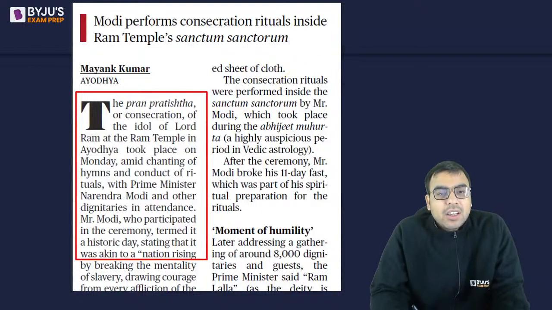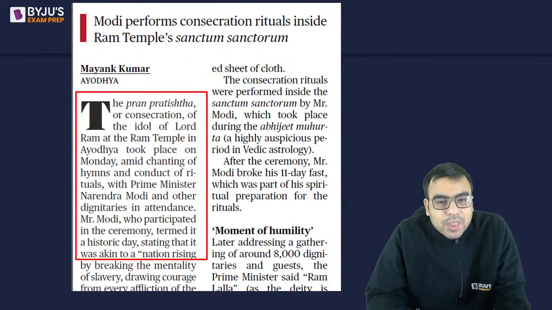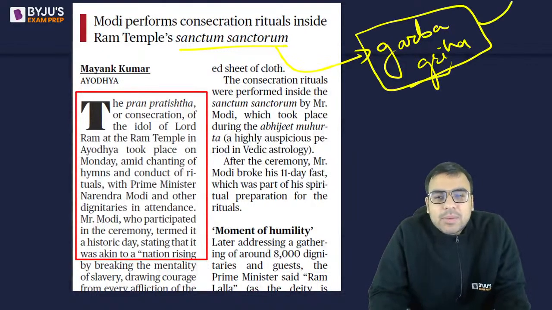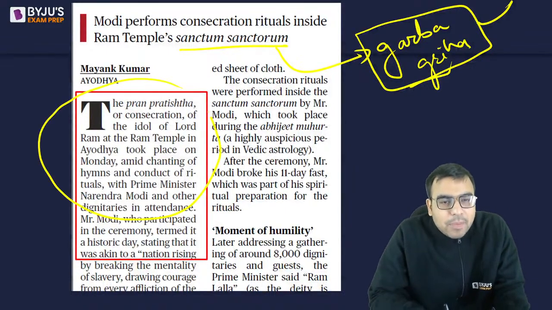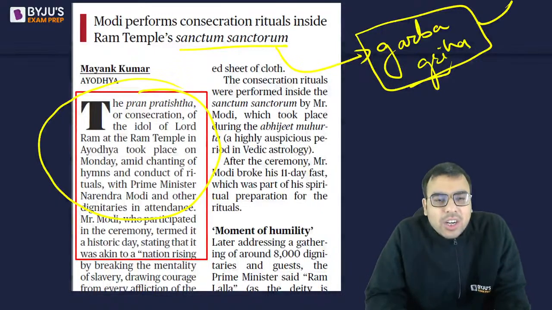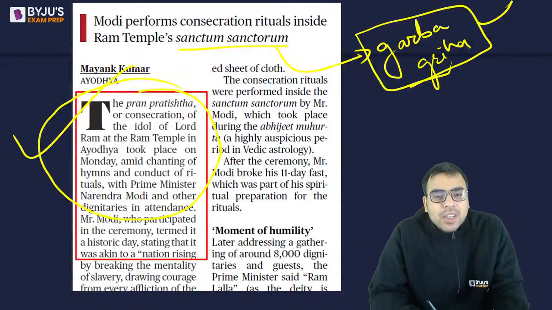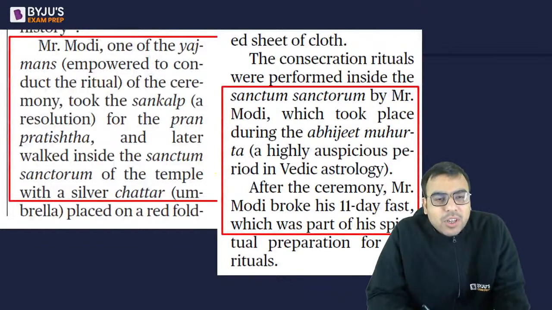So PM Modi performs consecration rituals inside the temple's sanctum sanctorum. Sanctum sanctorum, which in Hindi is called गर्भगृह. So गर्भगृह is actually the term used, the place where the idol is placed. That place is called गर्भगृह, or in English, sanctum sanctorum. The pran pratishtha, or consecration, or you can say the inauguration ceremony of the idol of Lord Ram at the Ram Temple in Ayodhya was done, amid the chanting of hymns and all. That is what has happened and you should know about this.